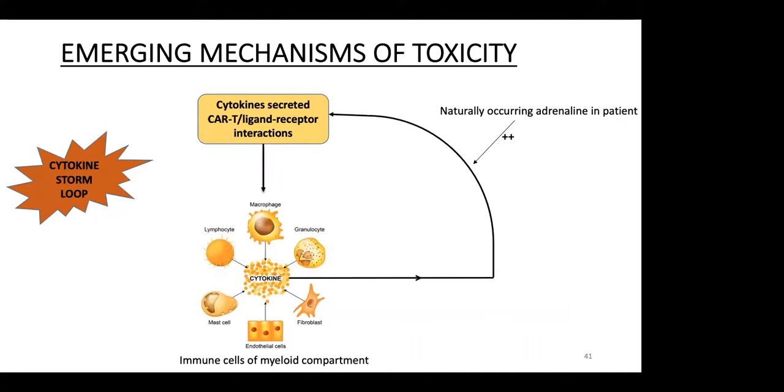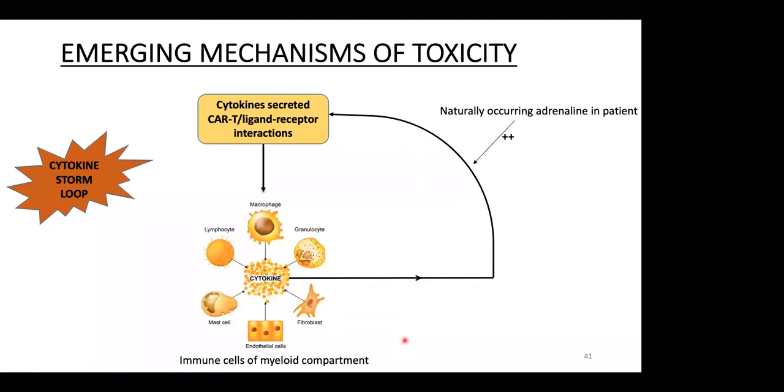As far as CRS is concerned, what actually happens is that cytokines are released because of the CAR T and the tumor antigen interaction. Once that happens, a small amount of cytokine is released, which recruits the rest of the cells to come into the picture. Now, these cells also have their own cytokine secretion, and these are the immune cells of the myeloid compartment. These cytokines, further aggravated by the naturally occurring adrenaline in the patient, become basically a vicious loop of cytokine storm.